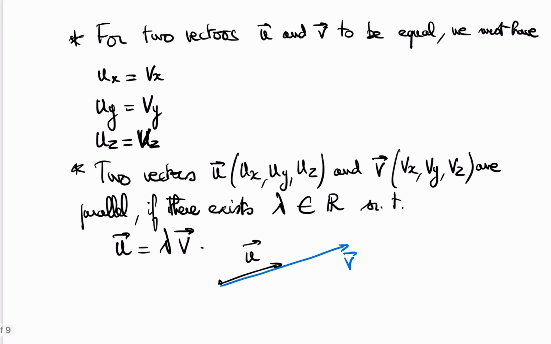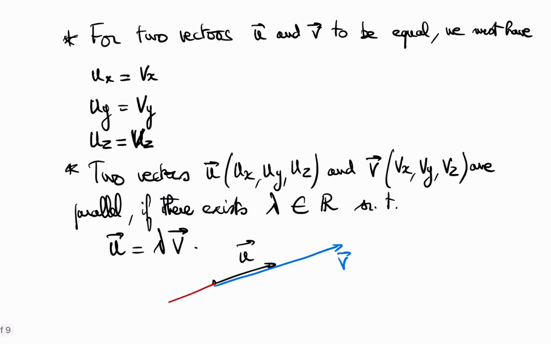Note that if they are in opposite directions, say if v is like this, they would also be parallel, but in that case lambda would be negative. That's it for this lesson.